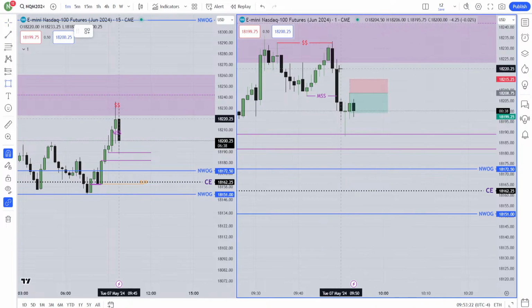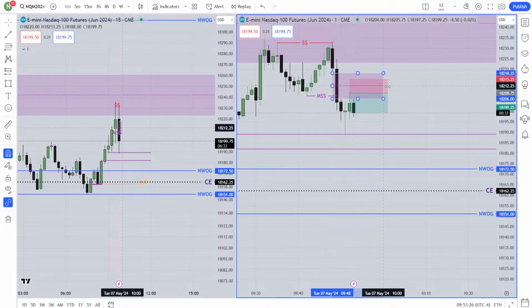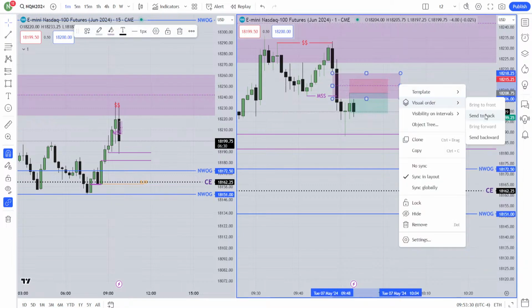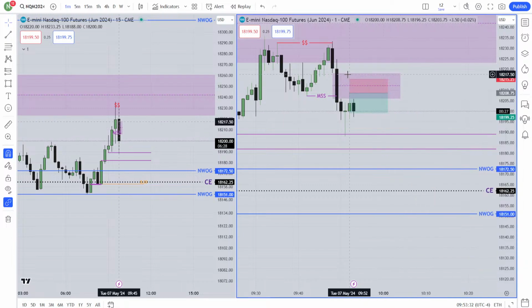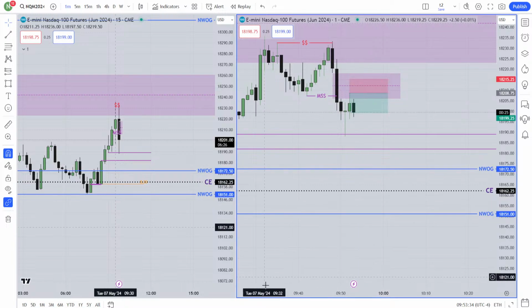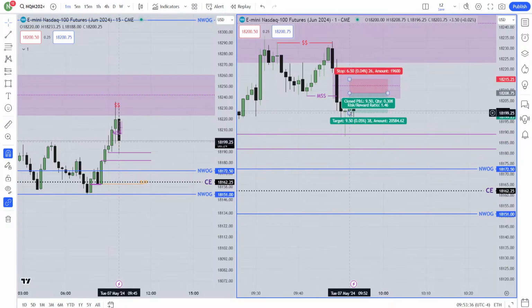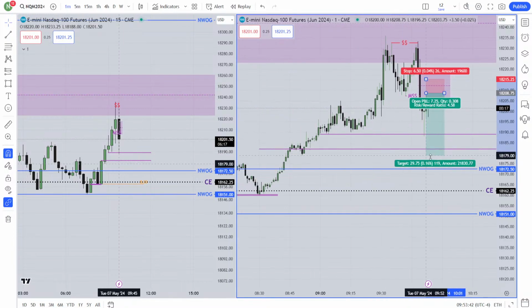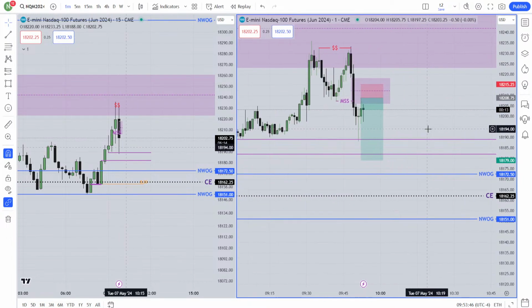Let me mark it. See this fair value gap, and if I get stopped out, I don't care. 600 stop out, no problem. And where will be my target? I'll just target this. That will be my target.